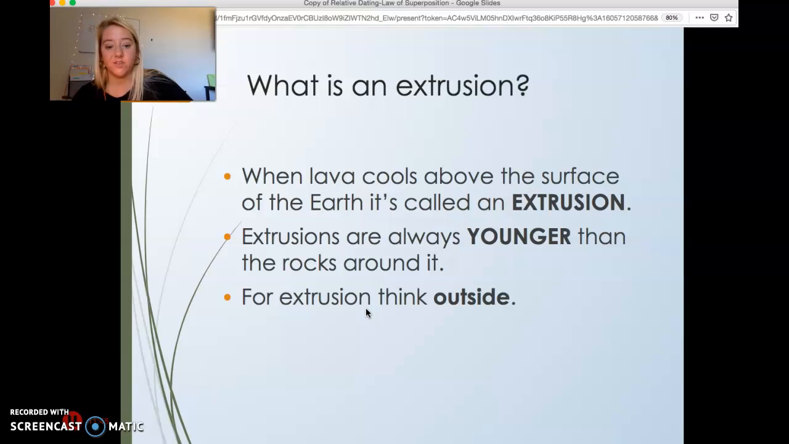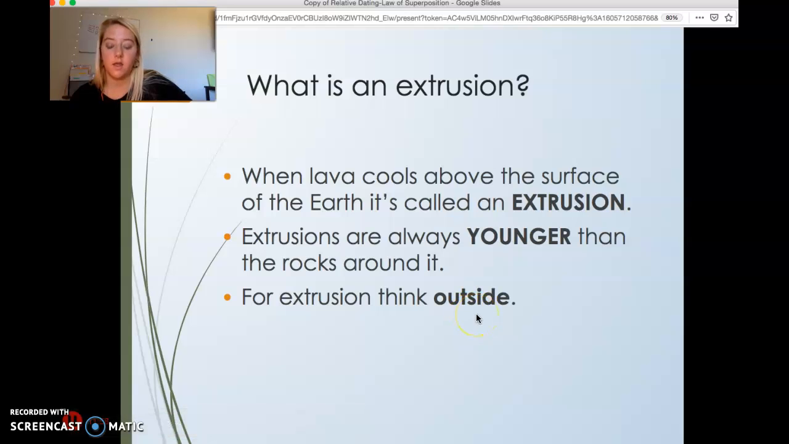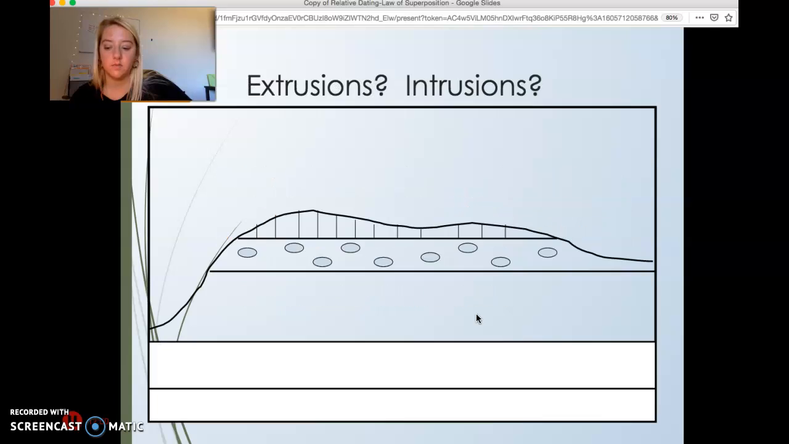We also have examples of extrusion. This is when lava cools above the surface of the earth. Extrusions are always younger than the rocks around it. For extrusion, think outside. X means outside, in means inside.